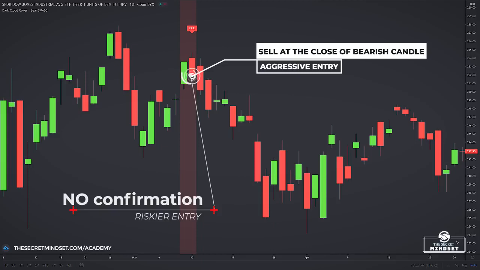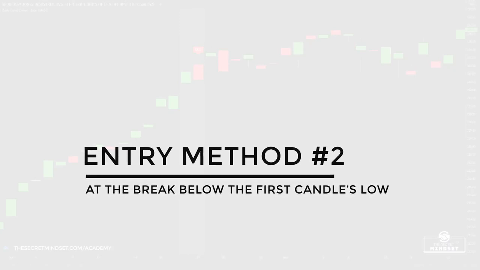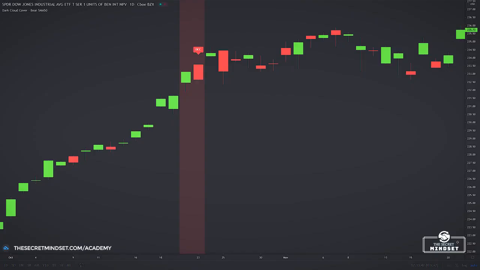I consider this an aggressive entry because you don't wait for further confirmation that the market will go in the direction of your trade. Further confirmation is to wait for the market to either break below the low of the dark cloud cover or close below it, and that leads us to the next entry method. The second entry method is to enter into a trade when the market breaks below the low of the first bar in the formation. For this entry method, you could use a stop order.